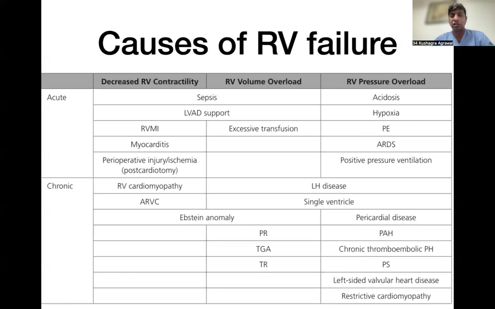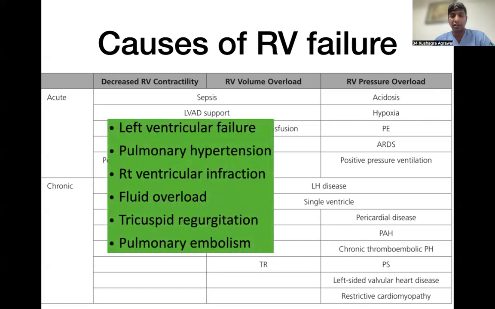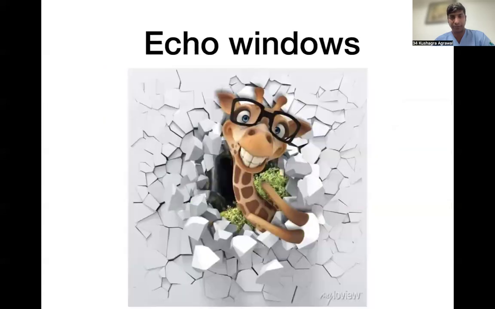Now we look at the causes of right ventricular failure. We can divide RV failure causes into three categories: decreased RV contractility, RV volume overload, or RV pressure overload, like in pulmonary embolism and pulmonary hypertension. But for us, these six causes are very important. The most common cause of RV failure is LV failure, then pulmonary hypertension, right ventricular infarction, fluid overload, tricuspid regurgitation, and in the acute setting, pulmonary embolism.